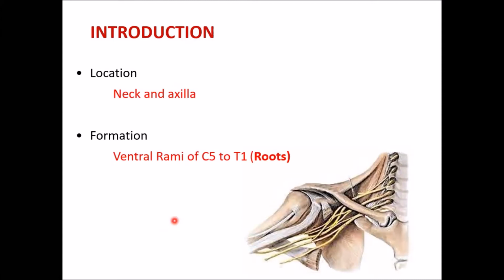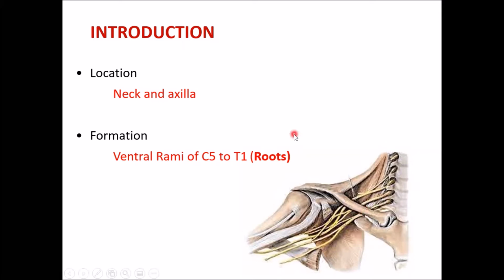First of all, you have to remember where the brachial plexus is located. As you can see in this picture, it is located in the neck and axilla both. There are few components of the brachial plexus which are lying above the clavicle, few components are lying behind the clavicle, and there are few components which are lying below the clavicle. We shall discuss these things in the coming slides one by one.